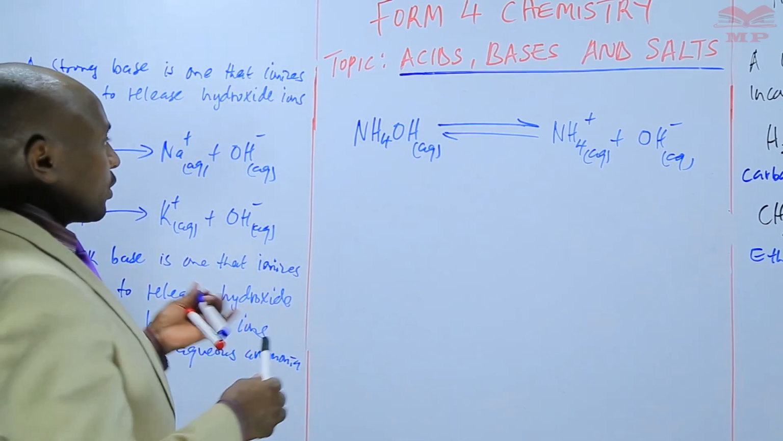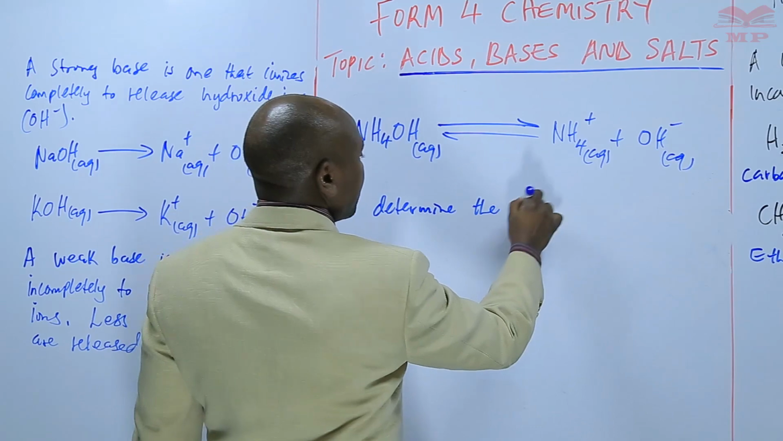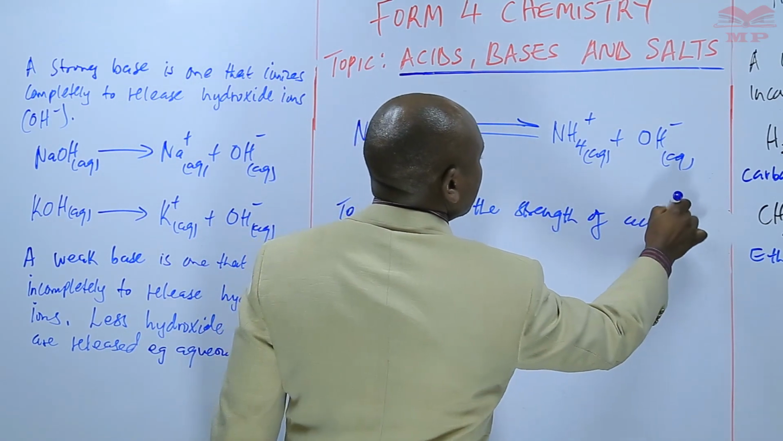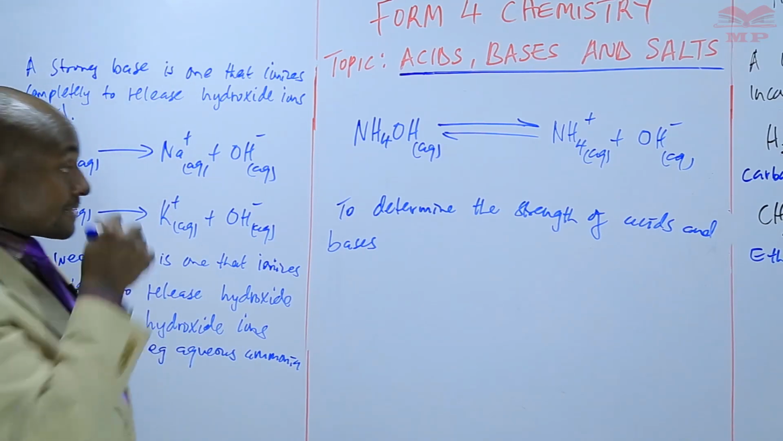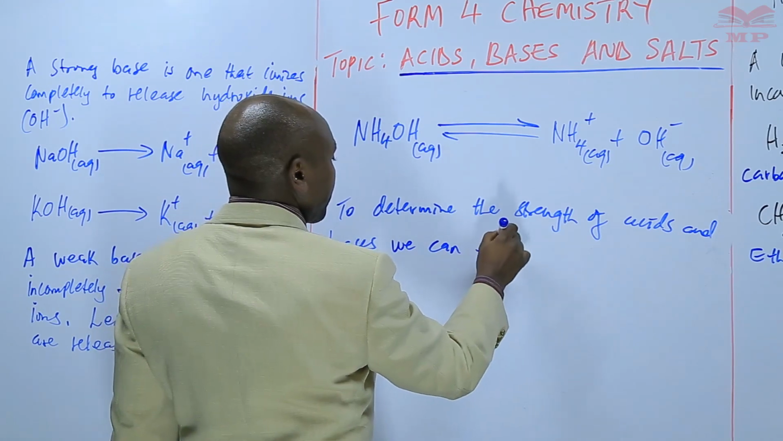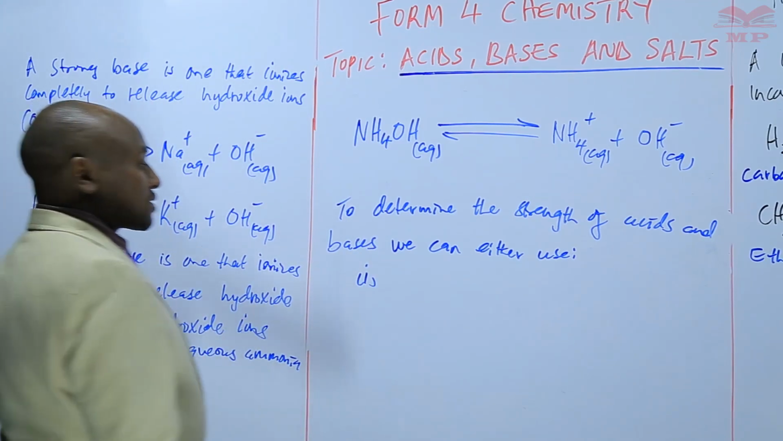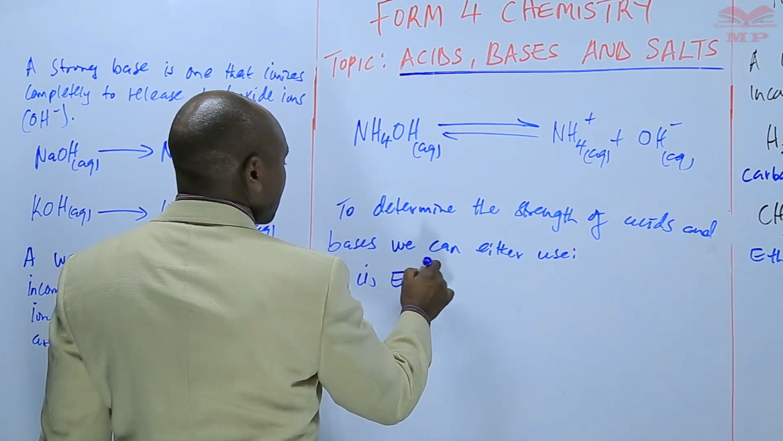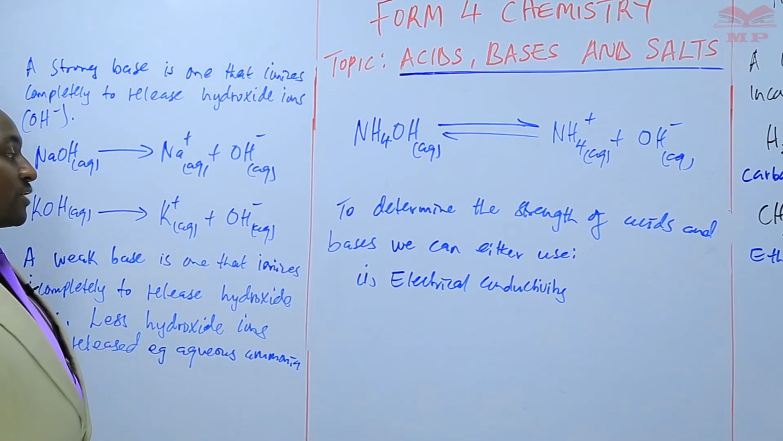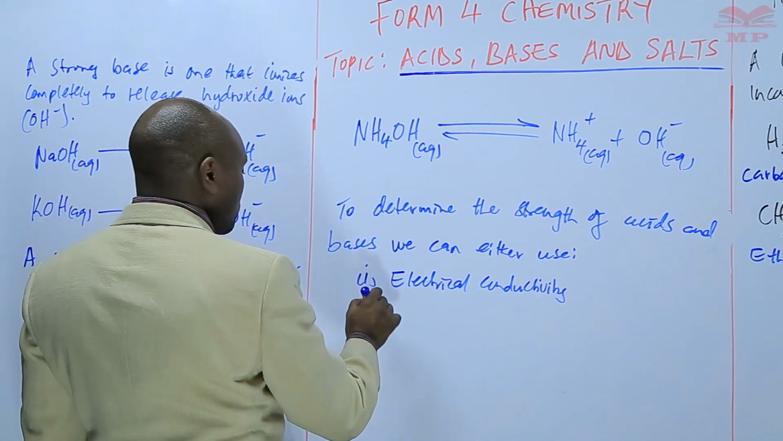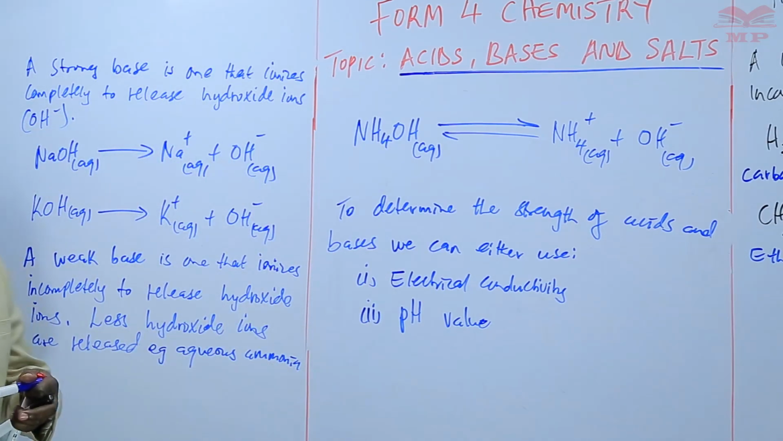Now, we can also mention that to determine the strength of acids and bases, we can use the electrical conductivity to find out whether a certain acid or a base is a strong or a weak one, or we can use the pH value. We can use the pH value in the pH scale.